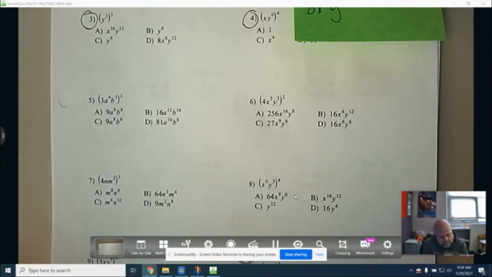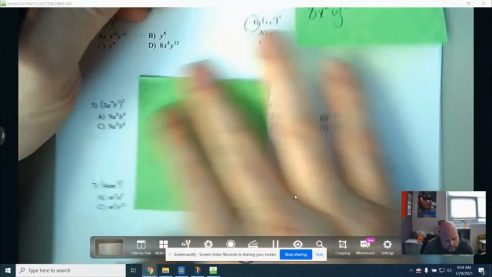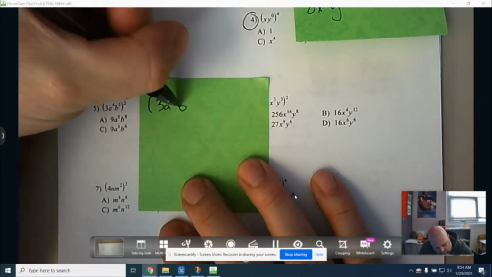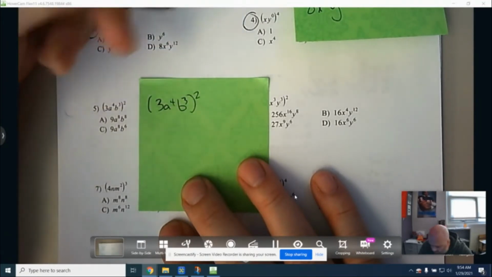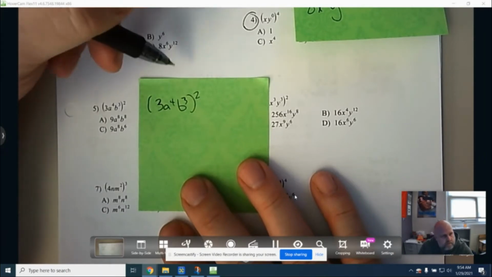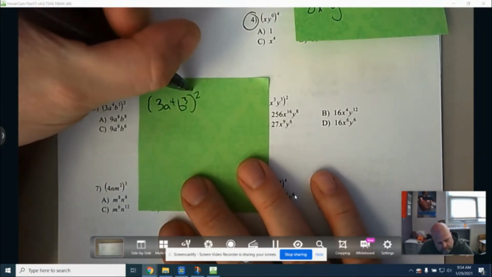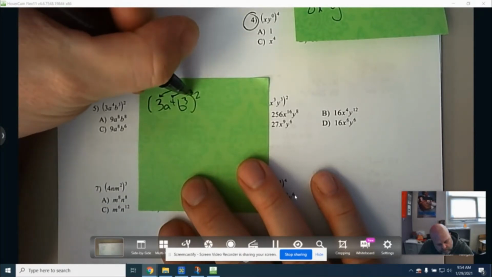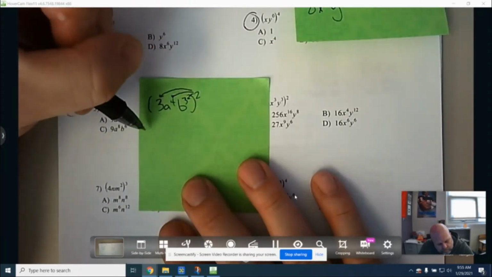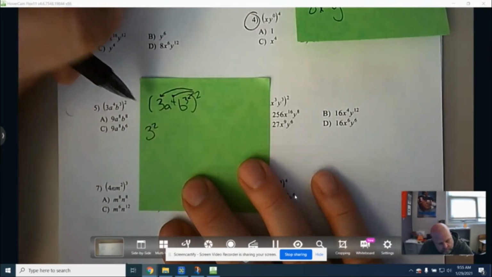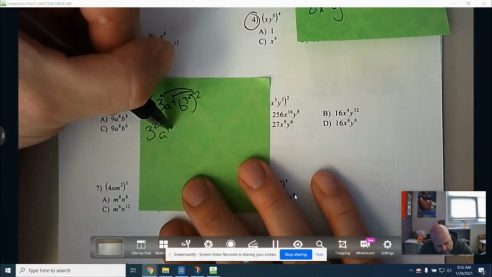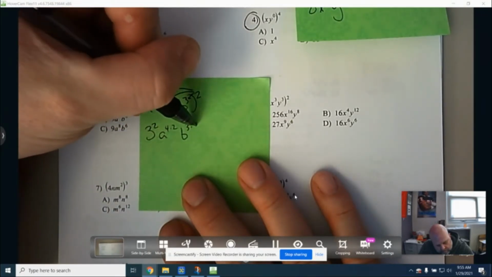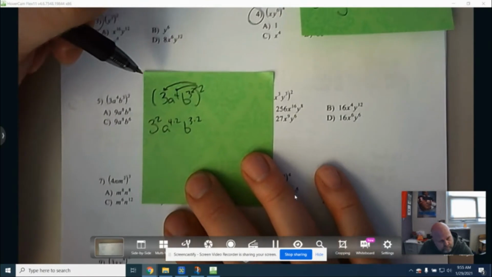Okay, let's look at number 5 together. So number 5, I've got 3a to the 4th, b cubed, and all of this is to the 2nd power. So again, I'm going to draw my arrows in to everything. So this 2 goes to the 3, it goes to the a, and it goes to the b. So that's now 3 squared. The a is going to be 4 times 2, and the b is going to be 3 times 2.